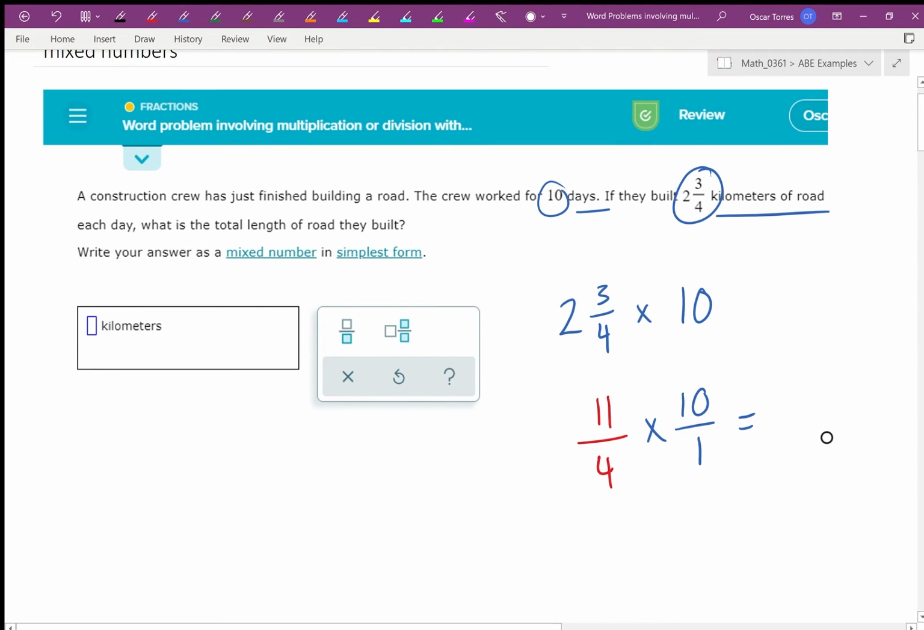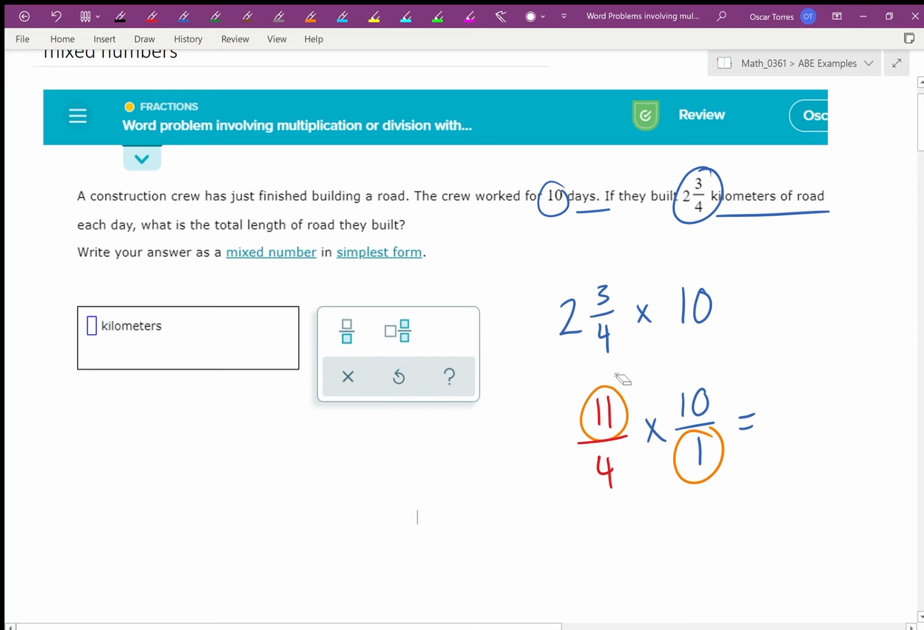Now you can do this either by multiplying left to right, which would be 11 times 10 and then 4 times 1. Or you can simplify the diagonals first, which I always recommend. And what I mean by that is I look at these two numbers here and see if I can simplify 11 over 1 as a fraction.